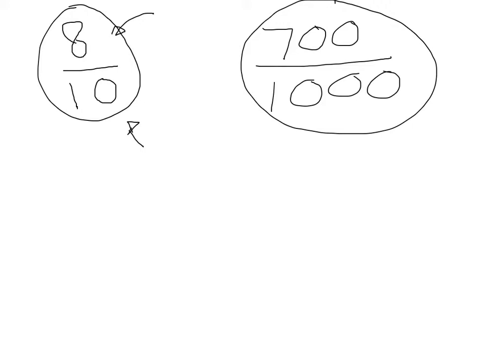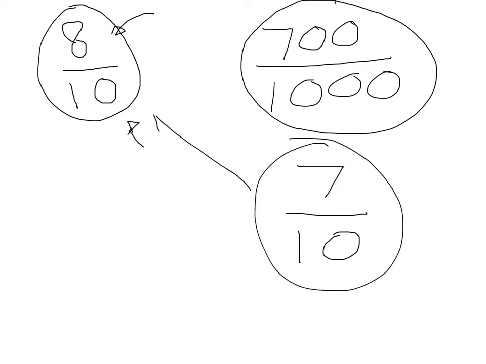So in 700 over 1000 we have a lot more pieces, but they're very, very small pieces because this is talking about a whole that's divided up into thousands. The fraction on the left, 8/10, we're talking about a whole that's only divided into tenths. So obviously those 8 pieces are much bigger pieces. If I write 700 over 1000 as an equivalent fraction, that's the exact same amount, but it's a lot easier to compare to our first fraction.